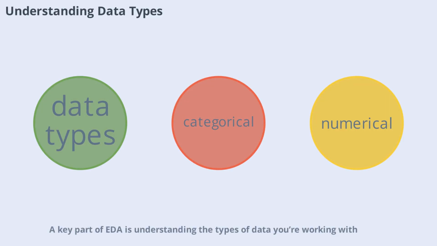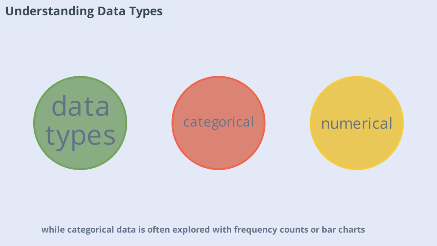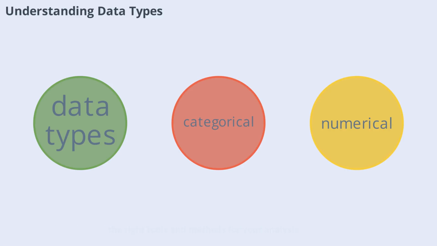A key part of EDA is understanding the types of data you're working with. Data can be numerical, categorical, or even textual. Each type requires different handling and analysis techniques. For example, numerical data can be summarized with statistics like mean and median, while categorical data is often explored with frequency counts or bar charts. Recognizing data types early helps you choose the right tools and methods for your analysis.